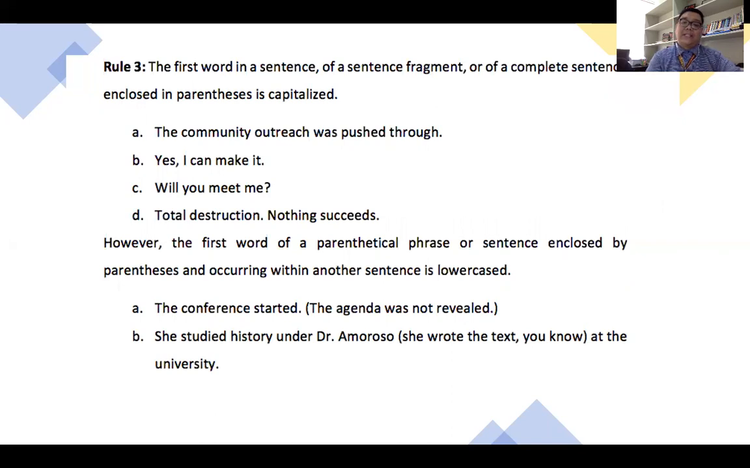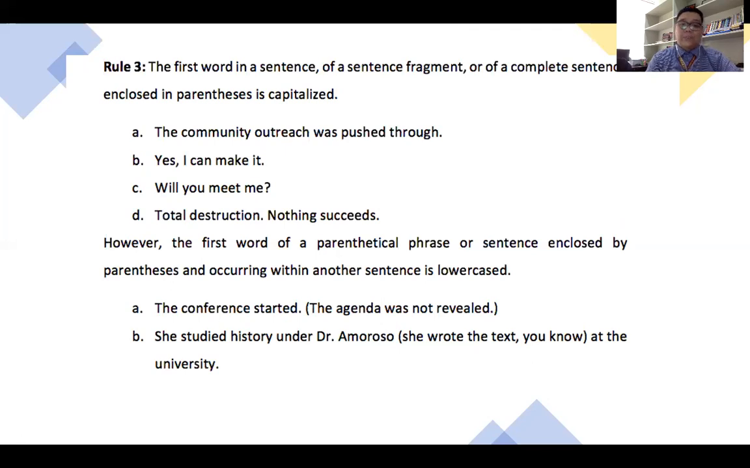The first word in a sentence, of a sentence fragment, or of a complete sentence enclosed in parentheses is also capitalized. For example, the community outreach was pushed through. So that's the first word of a sentence, so T is capitalized. Yes, I can make it. Will you meet me? Total destruction. Nothing succeeds. If you notice, these are two sentence fragments. They are separated with a period. But since they express a complete thought, although this one is just a sentence fragment, we may capitalize the first letters of their first words.